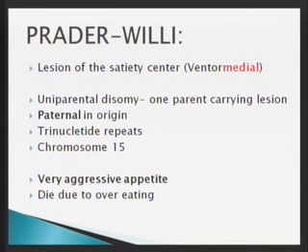Overeating. So lesion in the satiety center, uniparental disomy. One parent carrying the lesion, parental in origin, P for P. Prader for paternal. It's one of your nucleotide repeats on chromosome 15. Very aggressive appetite. They will take your food away.